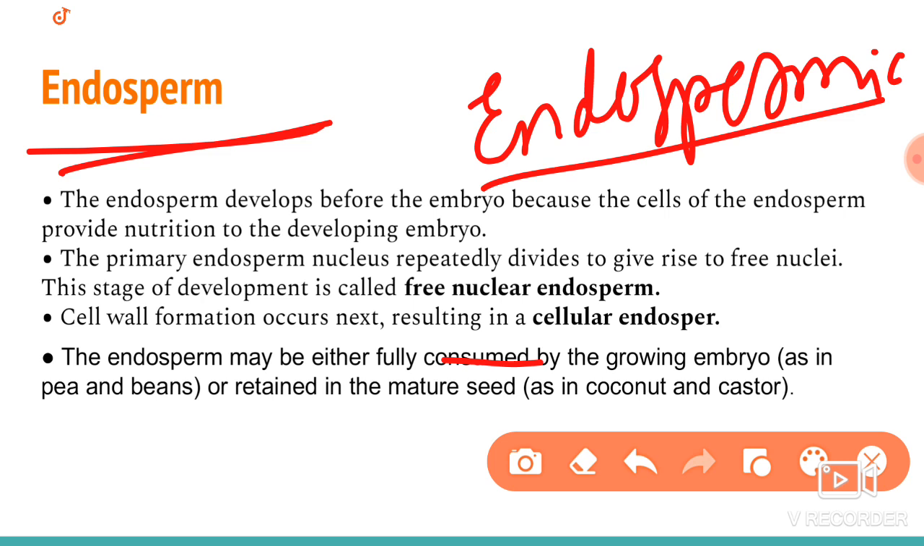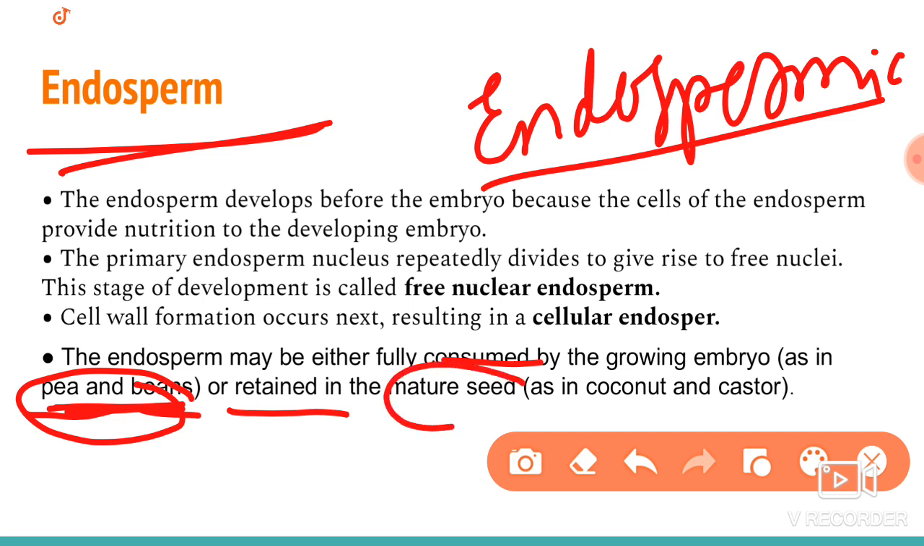For non-endospermic seeds we can take pea, beans and groundnut as examples. They all come under non-endospermic seeds because they do not have any endosperm. The endosperm is completely consumed by the developing embryo, and during germination there is no endosperm. In some cases it persists and is retained in the mature seed.